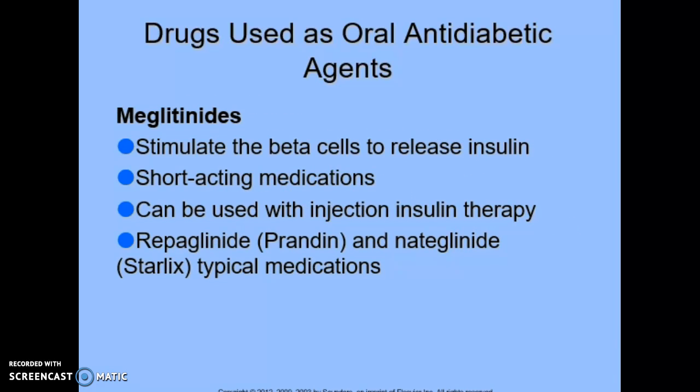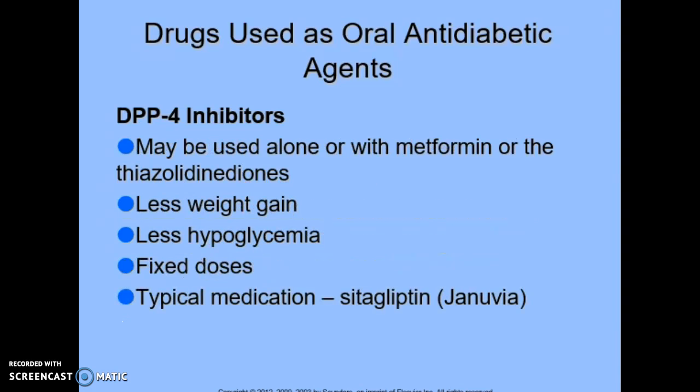Meglitinides stimulate the beta cells to release insulin. They're short-acting medications and can be used with injection insulin therapy. Repaglinide and nateglinide are typical medications that you would see. DPP-4 inhibitors may be used alone or with metformin or the thiazolidinediones. There's less weight gain, less hypoglycemia, there are fixed doses, and a typical medication that you might see is sitagliptin.